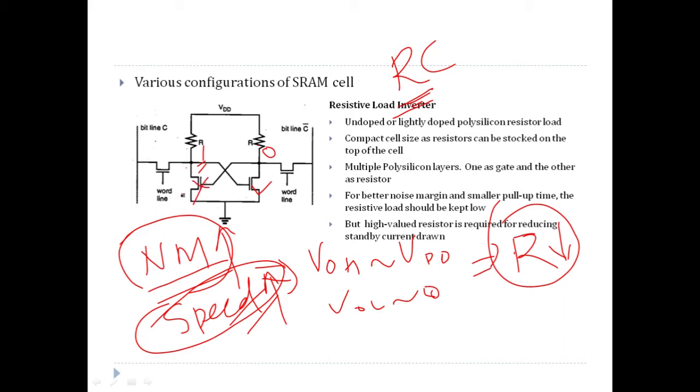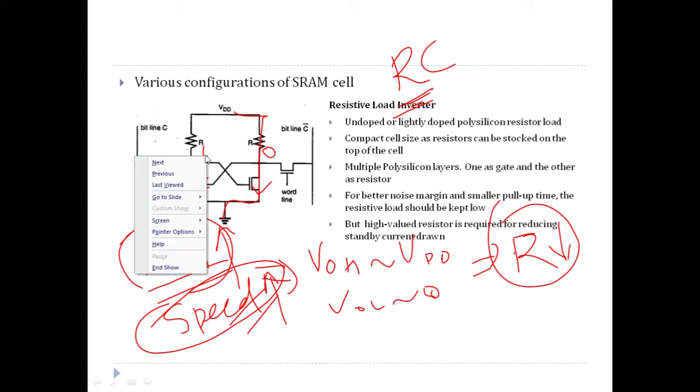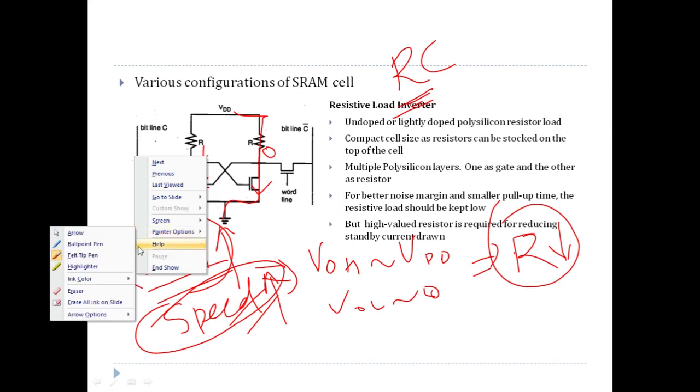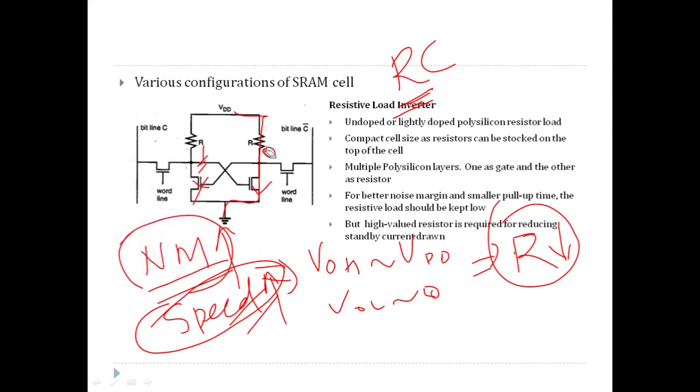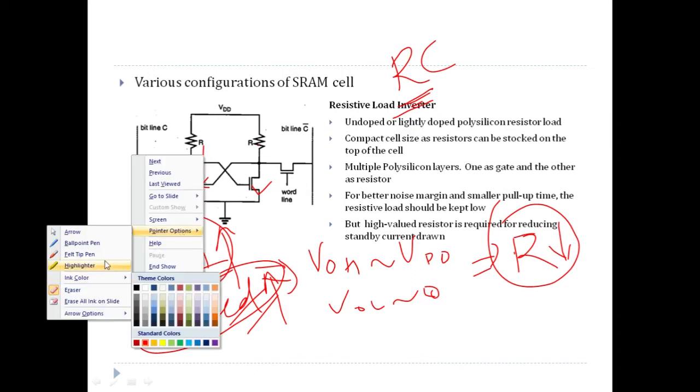Now, if this transistor is turned on, there is always a path between VDD and ground through this transistor when it is storing 1. Now let's consider exactly the opposite case, where it is storing 0. In that case, there is still a path from VDD to ground.